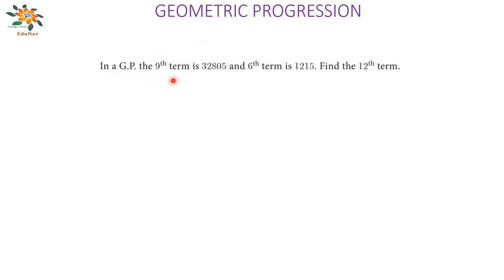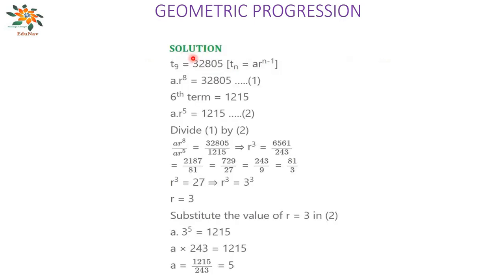Dear students, in this session we shall work on a problem based on geometric progression. In a GP, the ninth term is 32,805 and the sixth term is 1215. Find the 12th term. Solution.